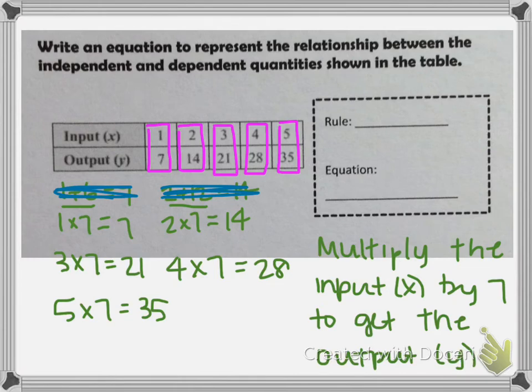And you need to make sure you write this in your notes. Based off of this, we can write the rule. The rule is going to be 7 times x. And then using the rule, we can write an equation. Equations start off with y equals, and then we fill in the rest with the rule. y equals 7x, or 7 times x.